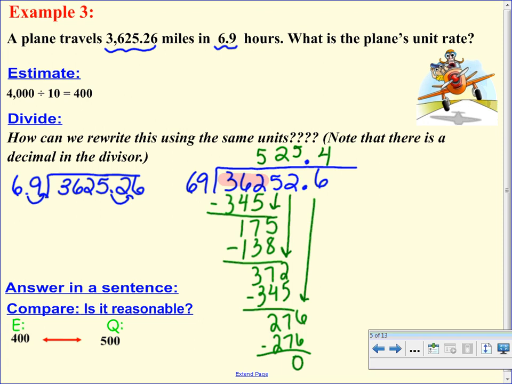So my estimate was 400. Oh, first you have to write it in a sentence. So the plane travels 525 and 4/10 miles in 1 hour. I'll say the sentence again. The plane travels 525.4 miles in 1 hour, and that's the unit rate.